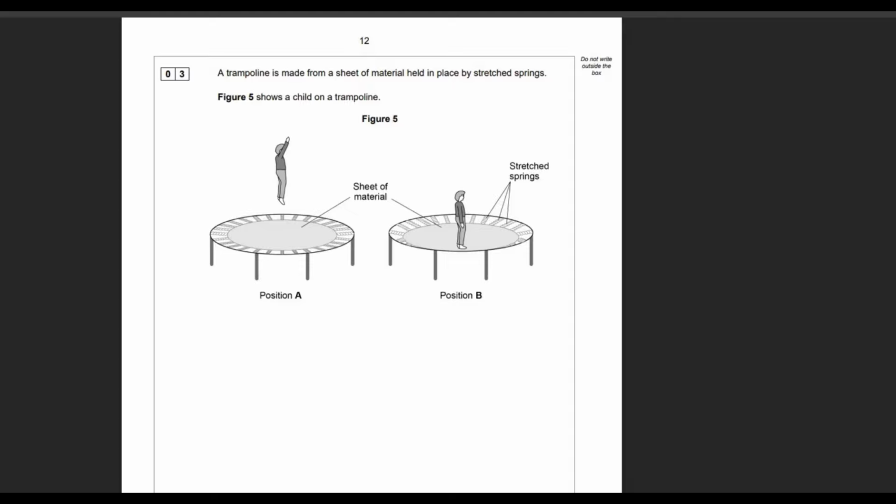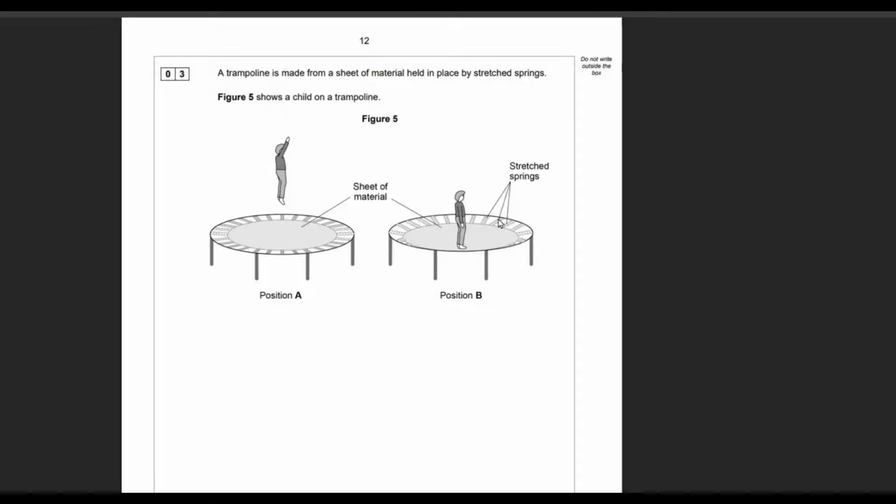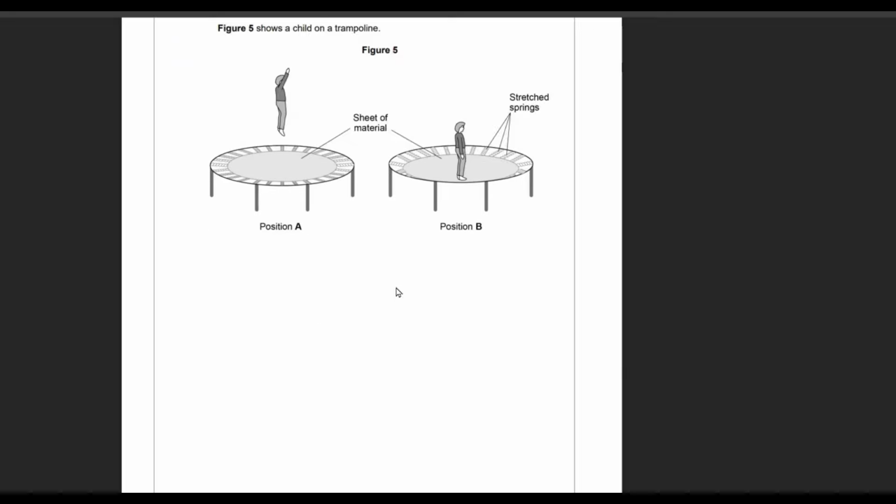Okay, question 3. A trampoline is made from a sheet of material held in place by stretched springs. Figure 5 shows a child on a trampoline. You can see the child here in the air. This is called position A. They're up in the air, they've obviously bounced off the trampoline. We have a sheet of material underneath. And then the child at position B has hit the trampoline and it's stretched downwards and the springs have stretched out. Let's see what the question says and then let's have a go.